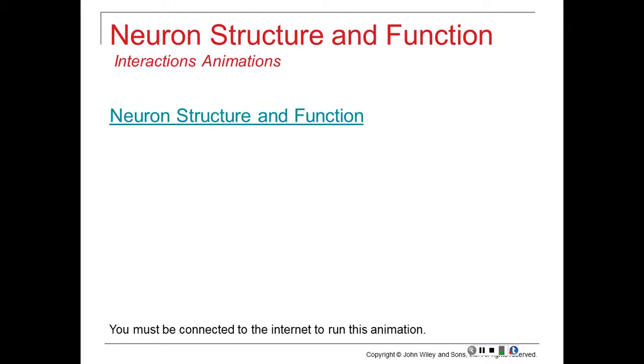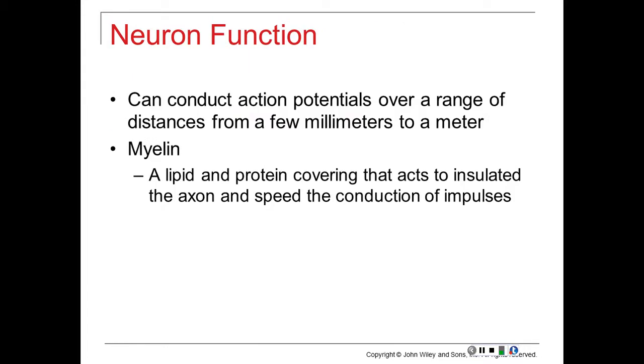So this animation here goes through neuron structure as well as function. Let's talk about neuron function. Neurons, as we mentioned, are specially designed cells for conducting action potentials or electrochemical signals over a range of distances. The distance can be of just a few millimeters, or it can be up to a meter long. Think about the length of your leg. Those nerve fibers traveling up and down your leg need to be very efficient, and they're also very long. Myelin, as I mentioned, is that lipid sheet that forms a protective covering to help insulate our axon. It also helps to speed the conduction of those action potential impulses.